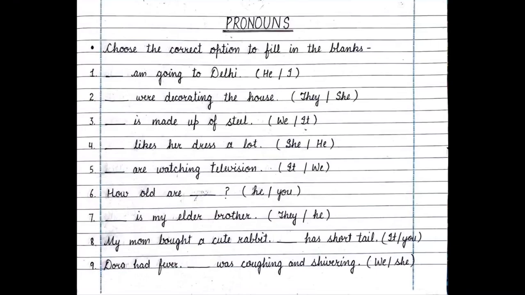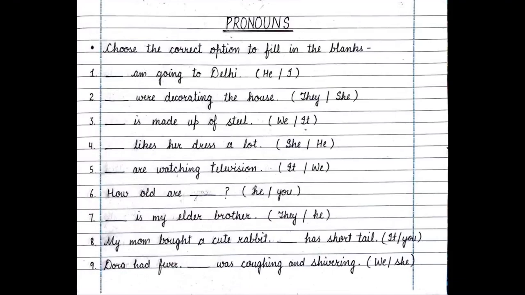In this, you have to choose correct suitable pronouns to fill in the blanks. Like, dash I am going to Delhi. Options are he or I. Just see, after the blank it is given am, and we have learnt that with am we use I. So, I am going to Delhi is correct. Similarly, just read all the sentences carefully, analyze the options, then apply the correct and suitable one.